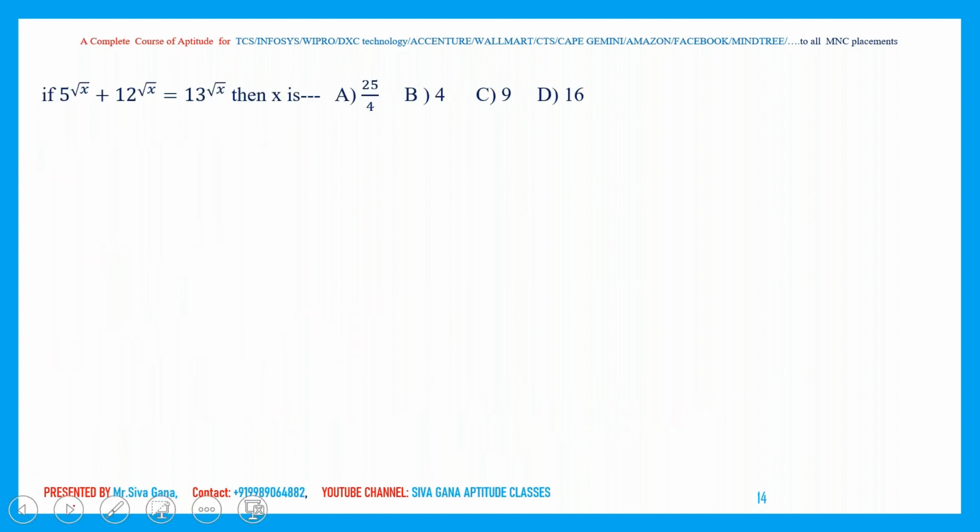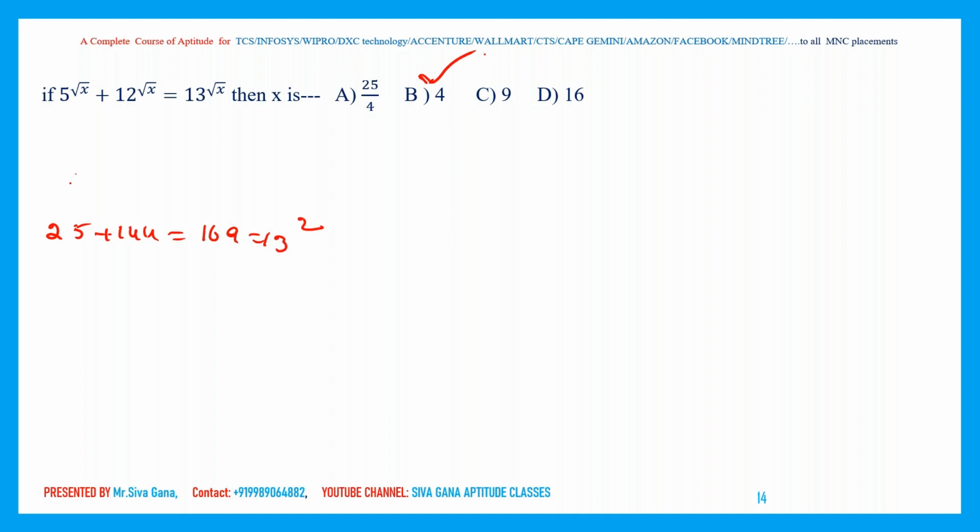Next question: 5 power root x plus 12 power root x equals 13 power root x. 5 square is 25, 12 square is 144, which sums to 169, which is nothing but 13 square, right? So the power is 2 root x. Just checking the options, we can solve this simple question.